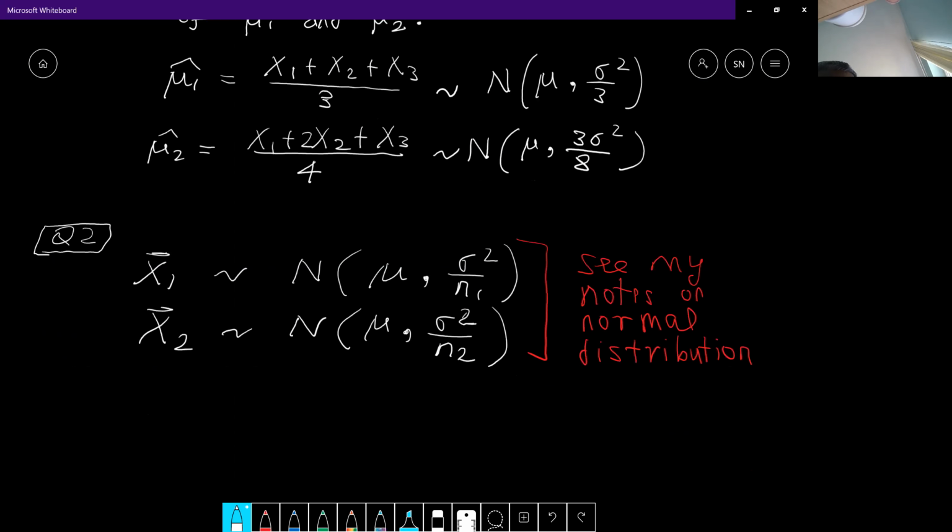Now, what you're given is an estimator for mu, which is a times x bar 1 plus 1 minus a times x bar 2. This is an estimator for mu. The first thing you are asked to do is to find the bias of this estimator. So let's try to do that.